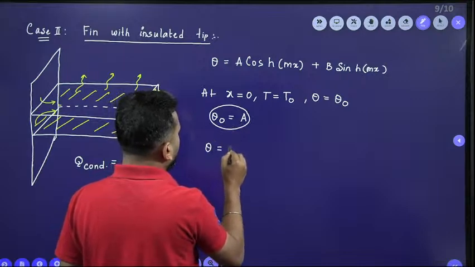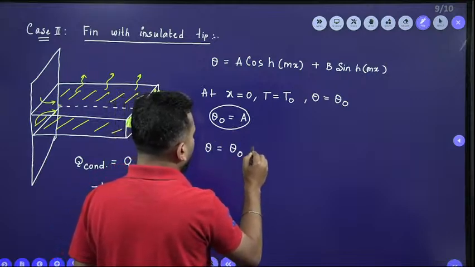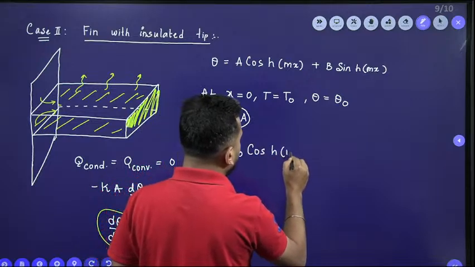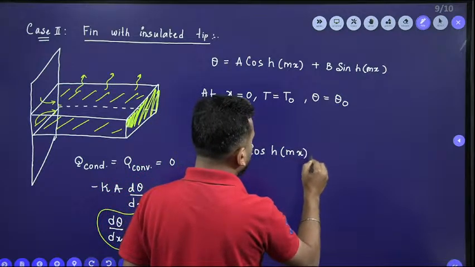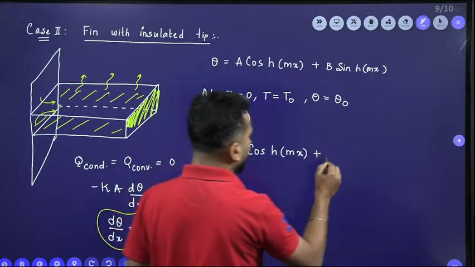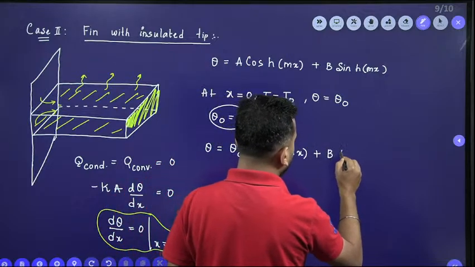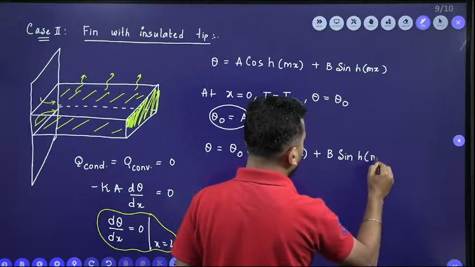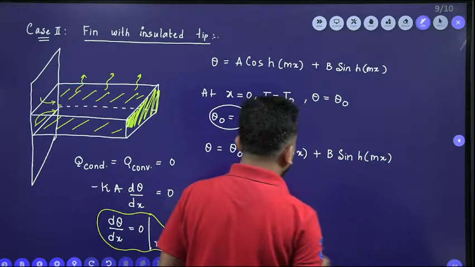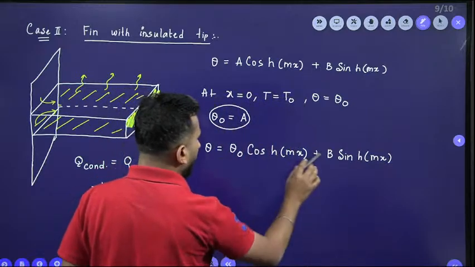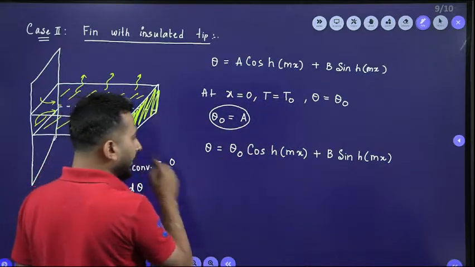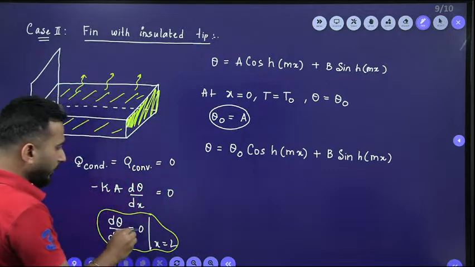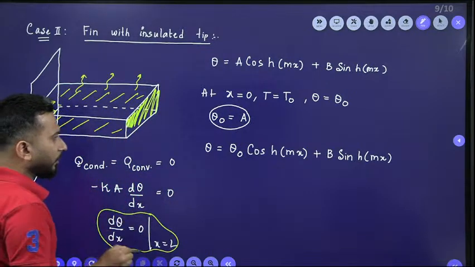So theta is equal to theta naught cos hyperbolic... I need to find the b value. Okay, so the second boundary condition is d theta by dx equal to 0 at x equal to L.